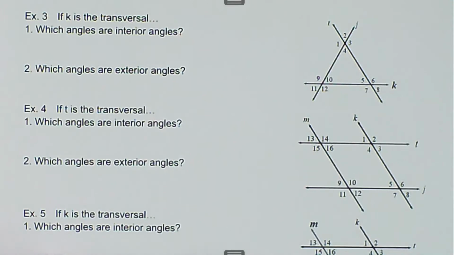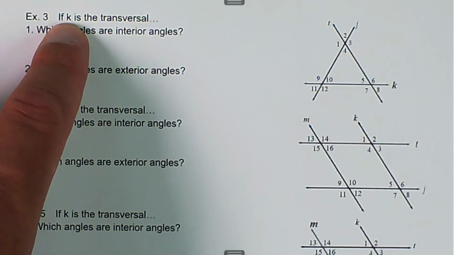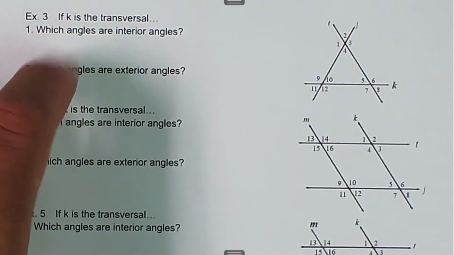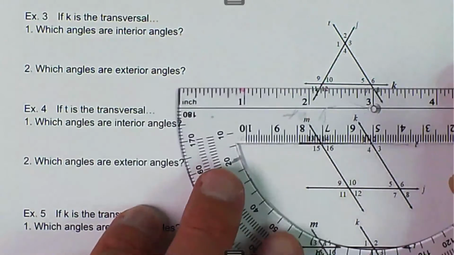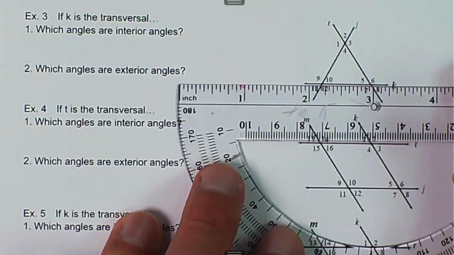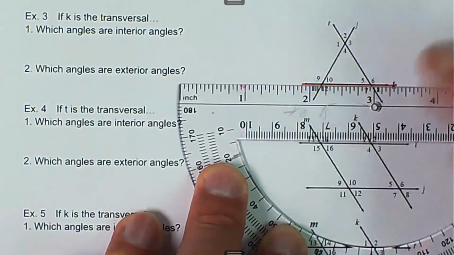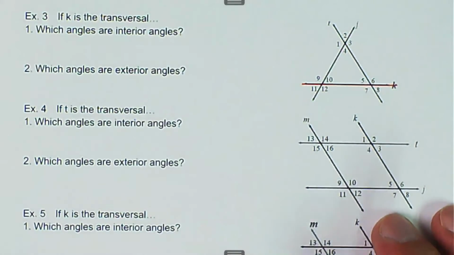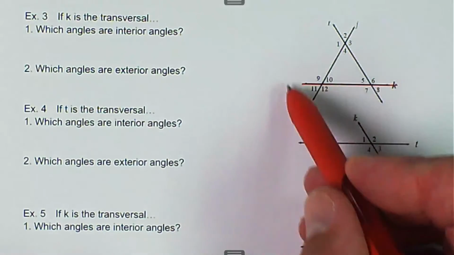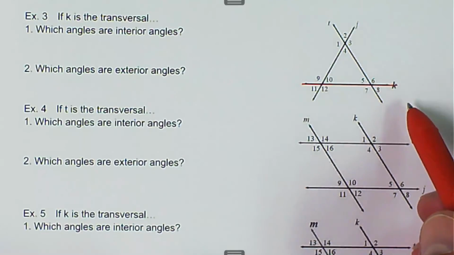Go to our next example, and it says if K is the transversal. So first of all, we've got to decide which one is K, and that's the one at the bottom. And we want to do the same exact thing. We want to talk about which ones are interior and which ones are exterior. So there's the transversal that we're talking about. Right now, the only 8 angles that we can talk about are the ones that touch that transversal.